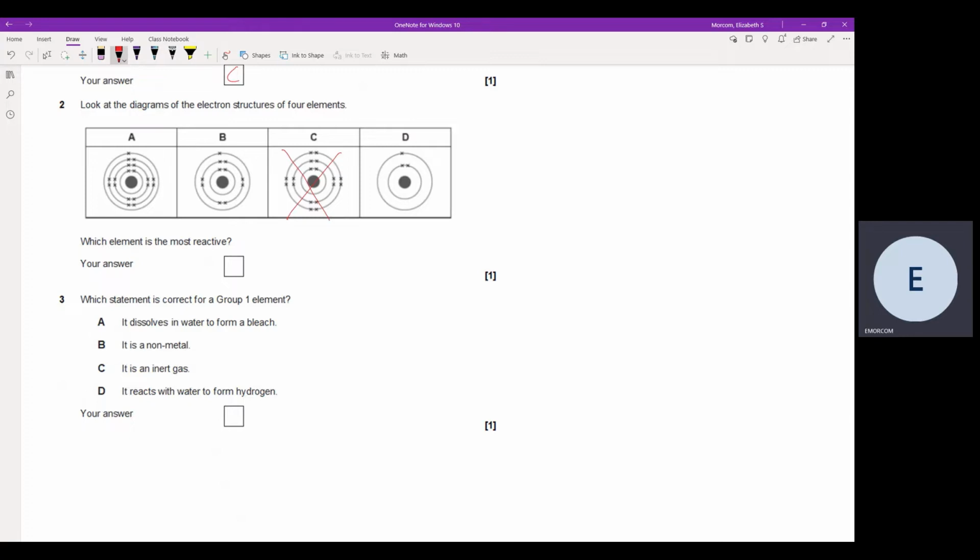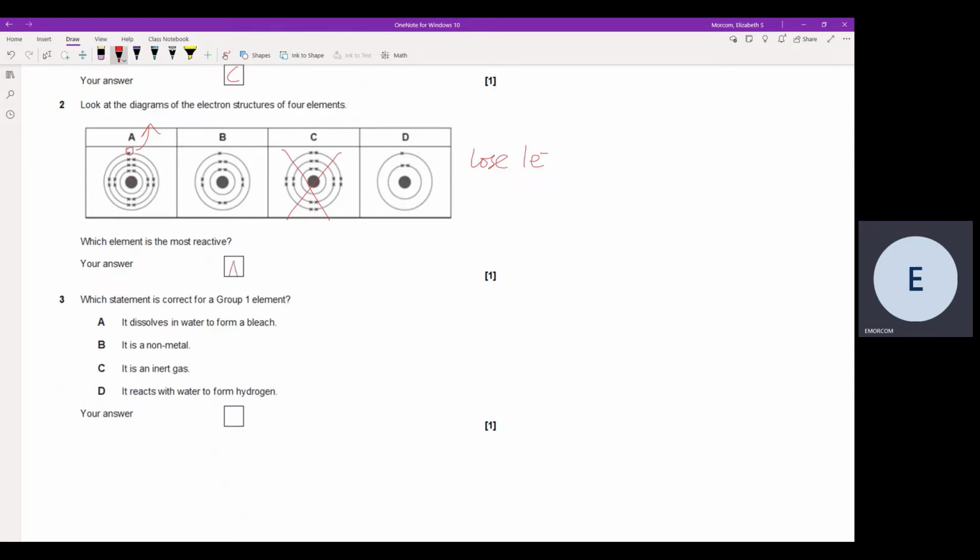Looking at A, B, and D, then, we've got to think which way are they going to react? Do they need to gain or lose electrons? Because they've all got 1 in their outermost shell, they're all going to lose an electron. And we need to then think which is going to be the easiest for that to happen. It's going to be the one that has the largest atomic radius and the most inner electrons, okay, because those inner electrons are going to be shielding that outer electron. So A has the most electrons in between the outermost electron and the nucleus, which means it's going to be lost very, very easily, and therefore it will be the most reactive.